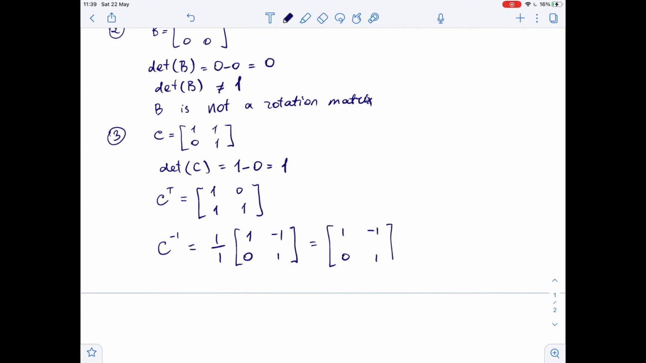As we see, the transpose of matrix C is not equal to the inverse of matrix C. So we can write it down. The transpose of matrix C is not equal to the inverse of matrix C, which means that matrix C is not a rotation matrix.